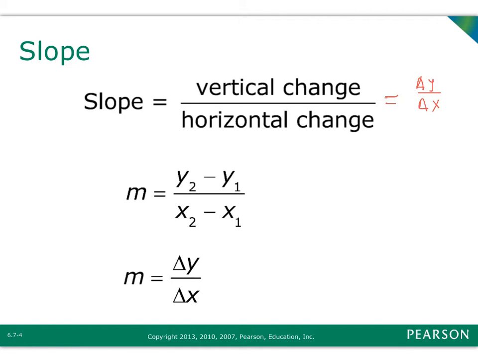If we have 2 points, suppose point 1 is equal to the point x1, y1, and point 2 has the numbers x2, y2, then the slope m can be determined from the 2 points: y2 minus y1 divided by x2 minus x1. So again, m is the rise over the run.